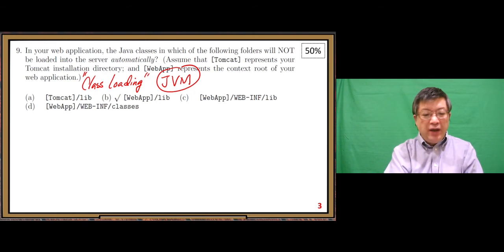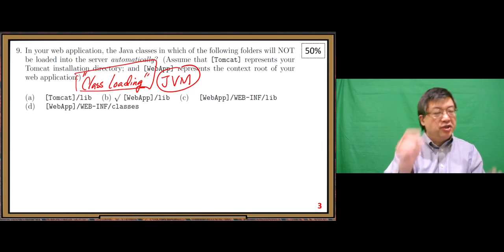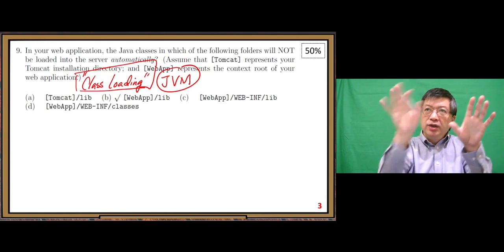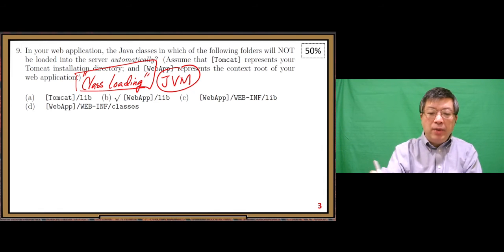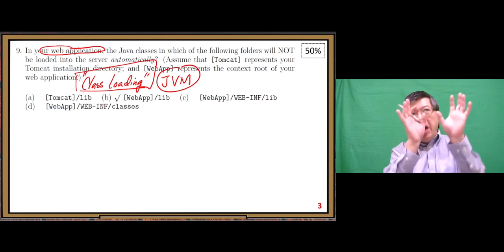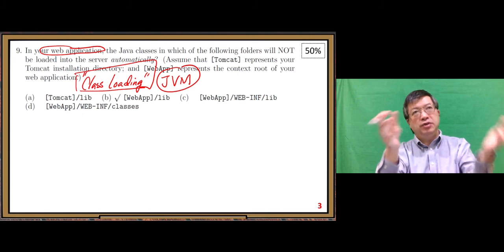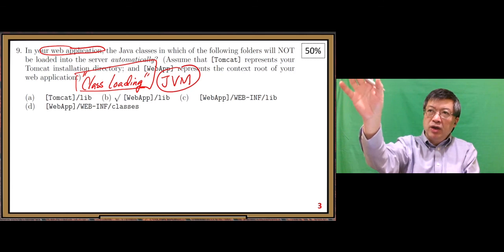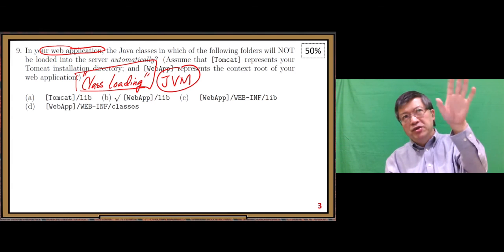So that's why in Java, there is this class loading concept. That means JVM only goes to certain locations to load the Java classes. Here, because we are doing Java web applications, for Java web applications, because the server is running inside JVM, the server only goes to those 3 different locations to load Java classes. So you can use only those 3 places.